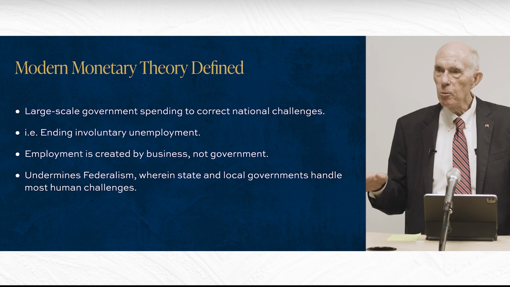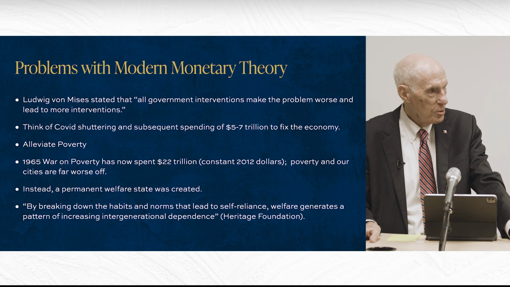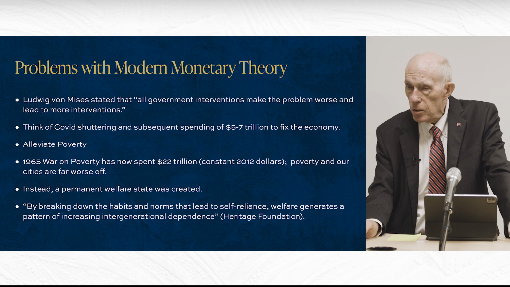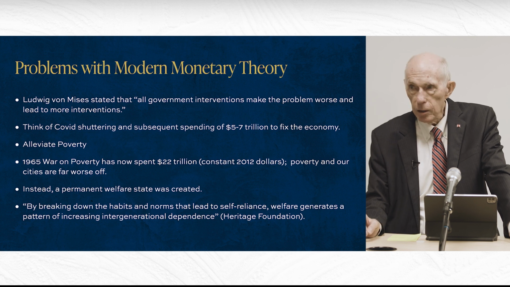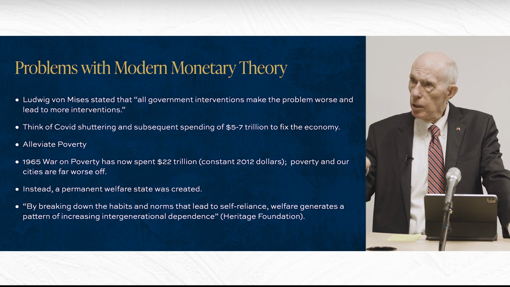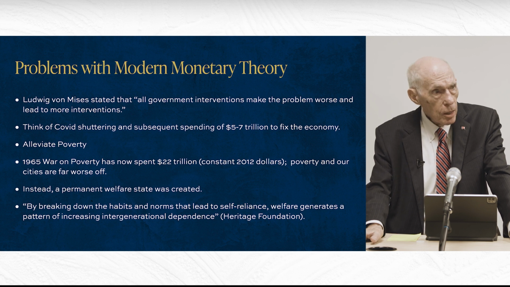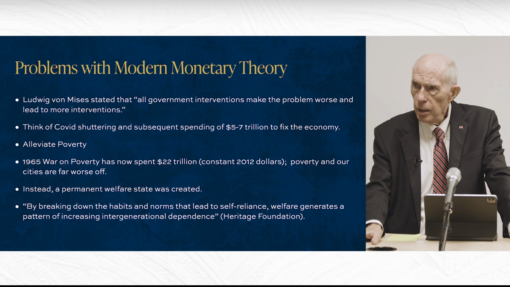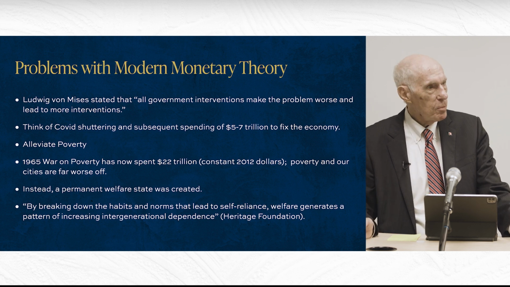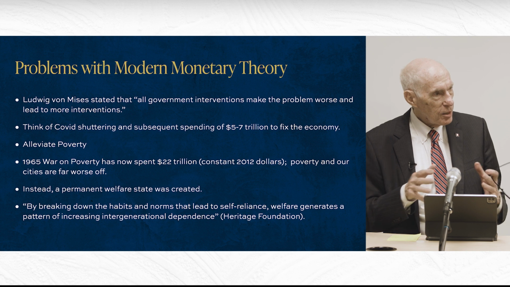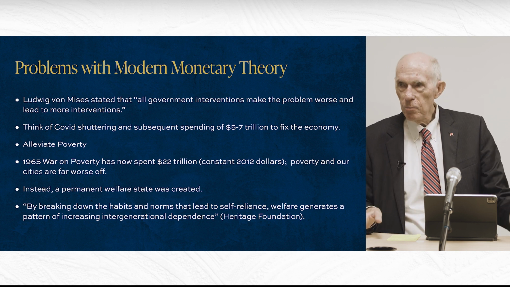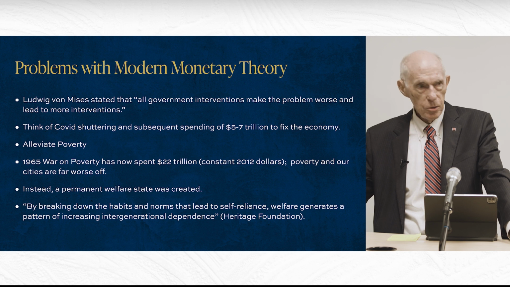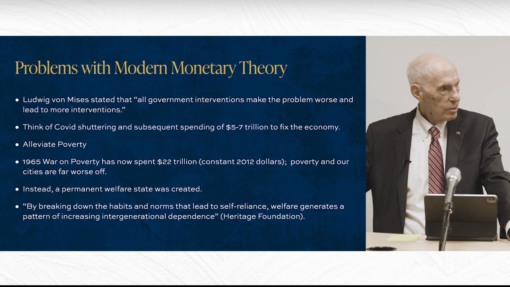Now, this is one I hope you will make some comments on, because it may be a little hard for you to digest. Ludwig von Mises, who was a great Austrian thinker, was a protege of Menger. Menger wasn't his teacher, but he did meet him during his time at the University of Vienna. And Mises is a genius, and he thought these things through very carefully. Some of the statements he makes may take a little time to digest. So here's what Mises says. All government interventions make the problem worse and lead to more interventions.